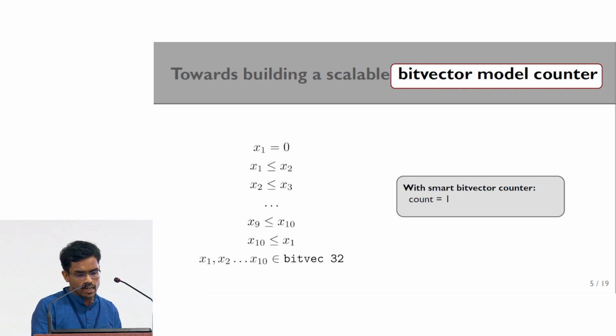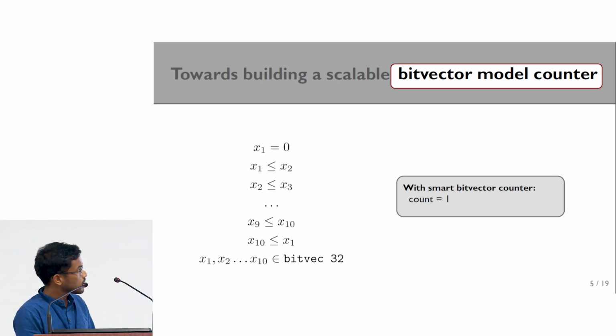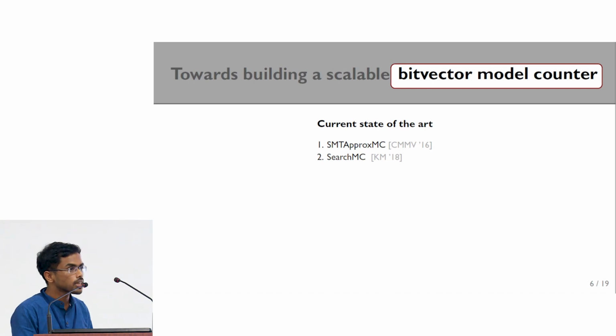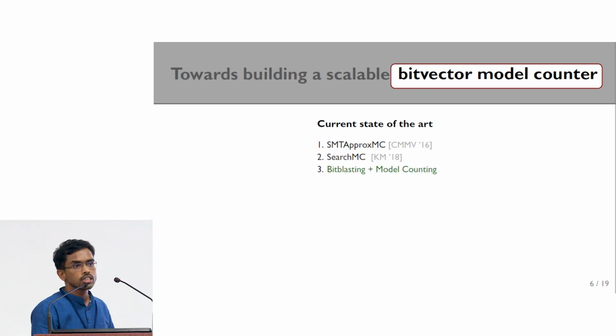So what is the current state of the art in bit vector model counting? There was a work from 2016 called SMT approximation that gives an approximation of bit vector formula counts with some theoretical bounds. Another work called SearchMC came in 2018; it scales well but doesn't give such guarantees. And you always have a third option: to bit-blast the formula, that is, reduce the bit vector formula to a Boolean formula and use propositional model counters to count it.